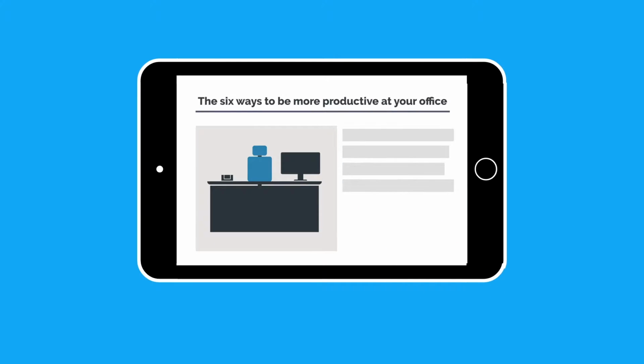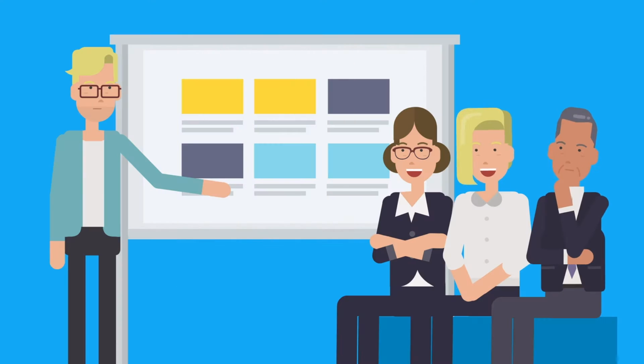The 6 Ways to Be More Productive at Your Office. They are easily consumed and effective. As with a bulleted list, users can skip the introductory text and just read the main points in a quick scan.